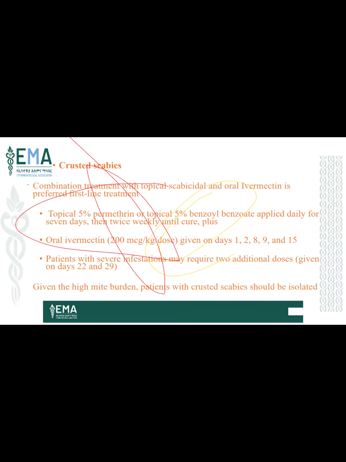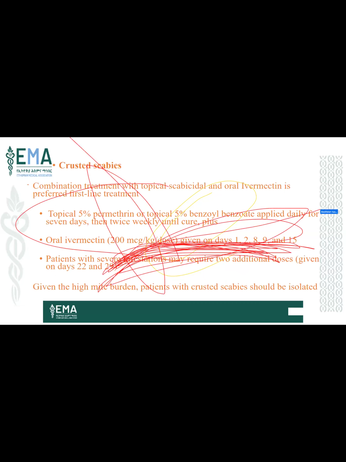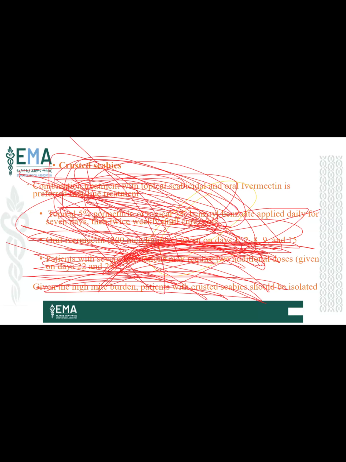So far we have seen treatment for the classic type of scabies, and the other one is the crusted variant. For the crusted variant, combination treatment with both topical and oral ivermectin is the preferred first-line treatment option. The topical treatment can be 5% permethrin or benzyl benzoate. It can be applied every day for 7 days, then twice weekly until cure. In addition, oral ivermectin, 200 microgram per kg per dose, is given on days 1, 2, 8, 9, and 15. And in a patient with severe scabies, we can add 2 additional doses on days 22 and 29.